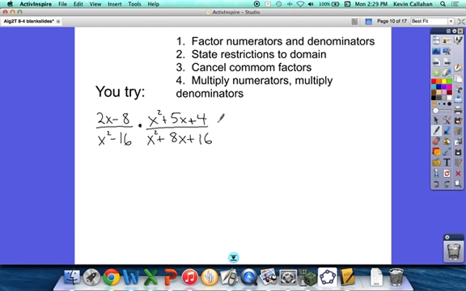Okay, let's see about this. So again, you always have to be on the lookout for greatest common factor. For 2x minus 8, the common factor is 2. So 2 times x minus 4. Right? Difference of squares, x plus 4 times x minus 4.